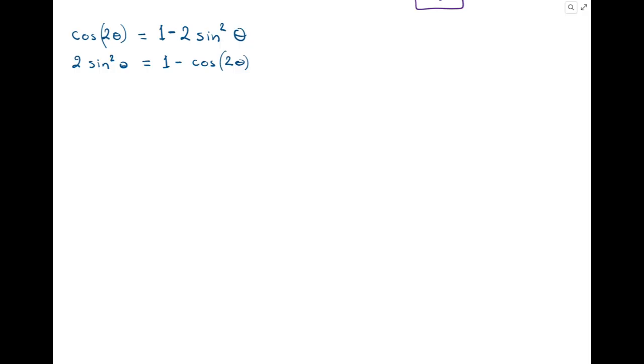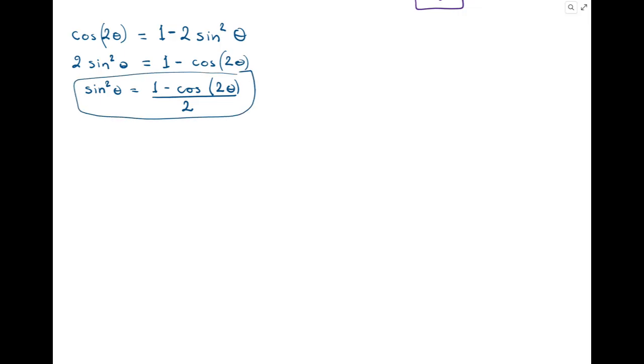Then I'm trying to get my sine squared by itself, so I'm going to do sine squared theta equals 1 minus cosine 2 theta all over 2, right? Because I divide by 2. And now, that would be good for sine squared, right? This is a good formula to know for sine squared.